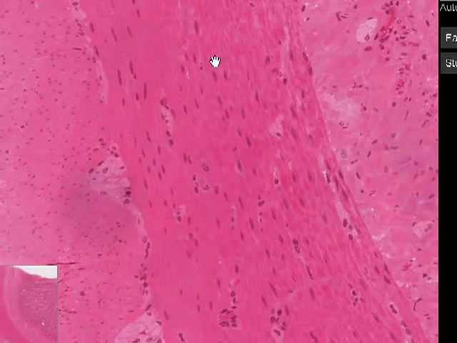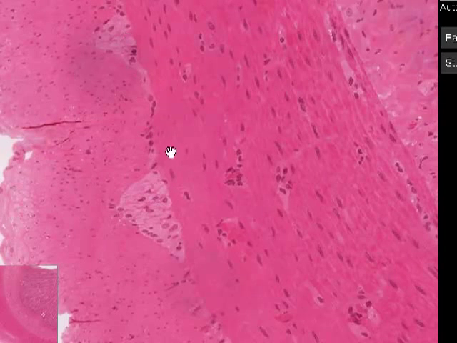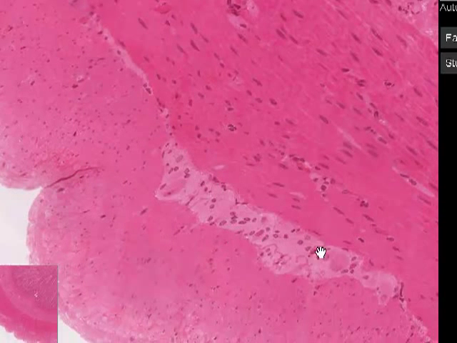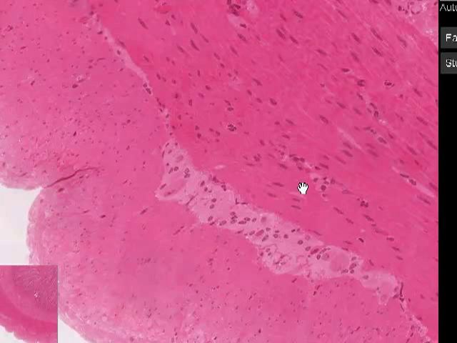And here we move to the inner circular layer of smooth muscle and outer longitudinal layer. And then interspersed around between the two layers are here and here, again, more neural structures, plexuses. This is the myenteric plexus, which is found between the two muscle layers.